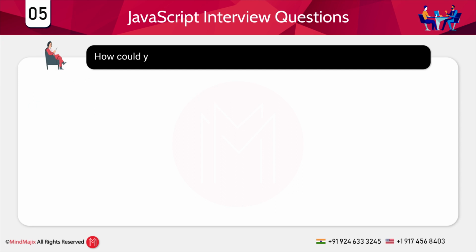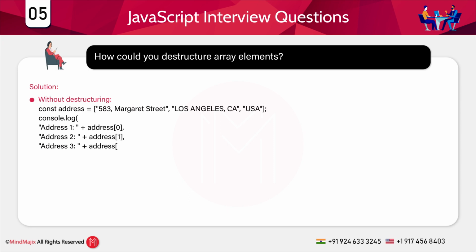Next question, how could you destructure array elements? So the solution, without destructuring: the array address has elements 5/3 Margaret Street, Los Angeles, CA, USA. Then console.log on a new line: address 1 colon address of 0, address 2 colon address of 1, address 3 colon address of 2.